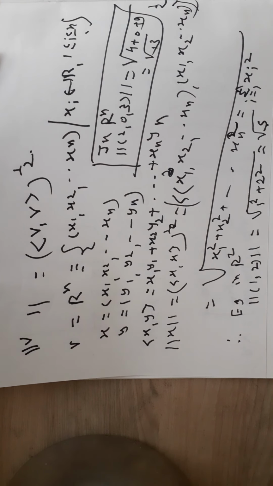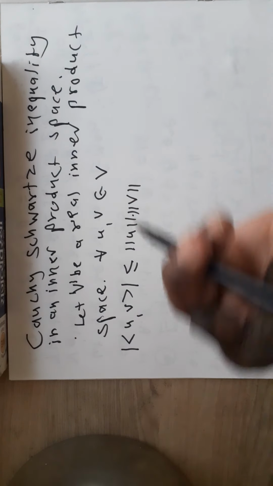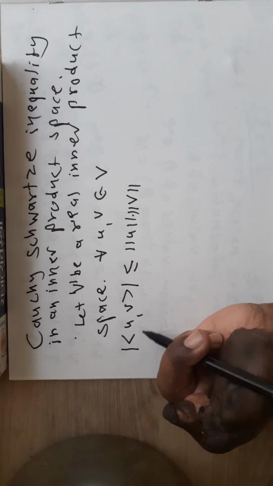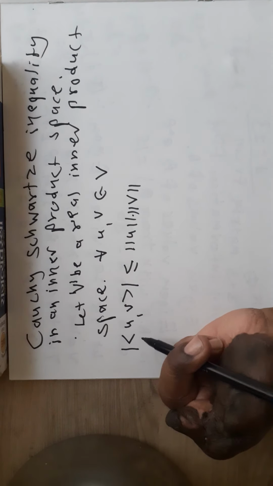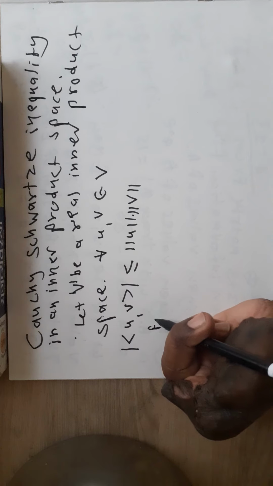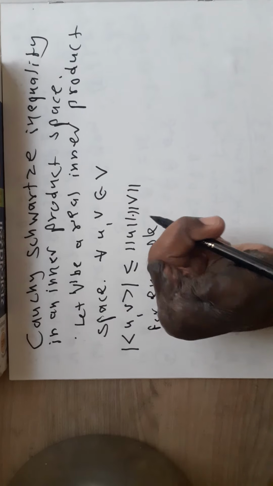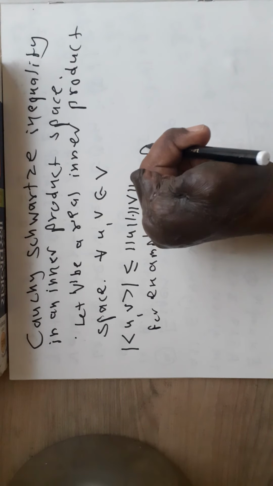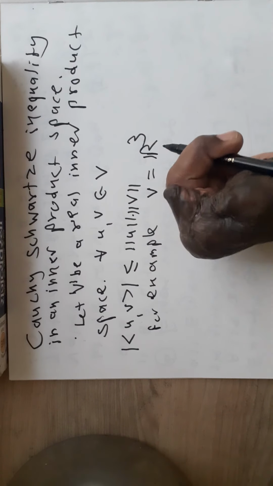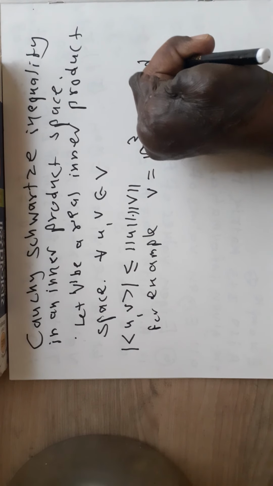Example. Here it means u and v are any vectors of the vector space V on which we have an inner product, then the modulus of angle bracket u comma v is less than or equal to the norm of u into the norm of v. For example, V is equal to R3 with the dot product.